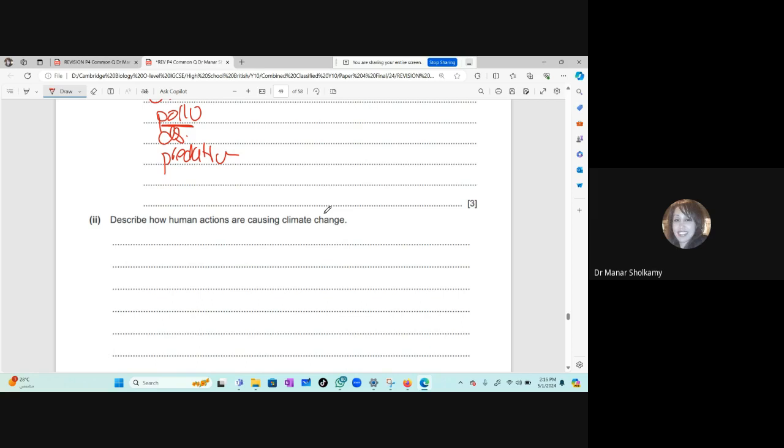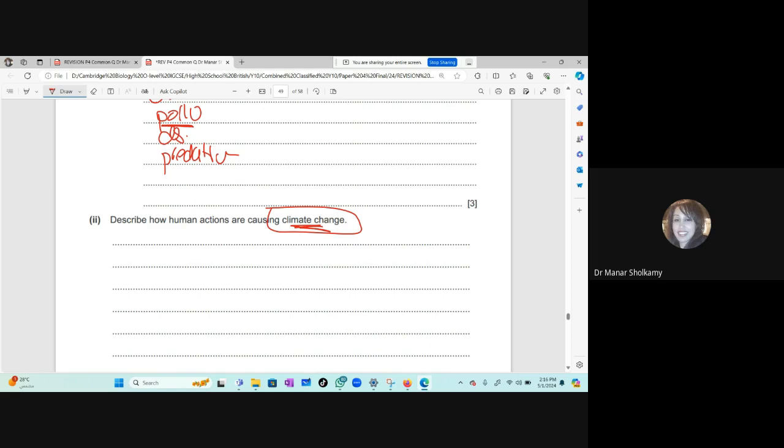Describe how human actions can cause climate change. Now, this is also a general question. Climate change. What is it? What causes climate change? Deforestation increases the CO2 level. Yes, climate change means we have a change in our climate. We have global warming and an average increase in the temperature of our globe. This results due to several reasons, due to the presence of greenhouse gases in the atmosphere.